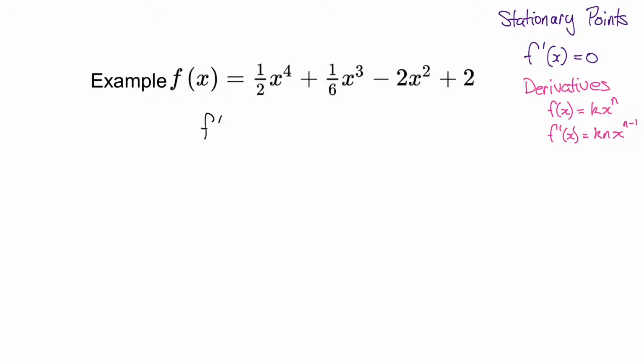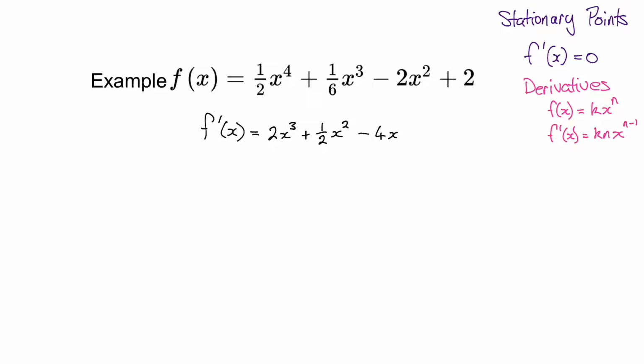So our derivative, f prime of x, is going to equal: the 4 comes down, so we end up with 4 over 2, which gives us 2, x to the 4 minus 1, which gives us 3. Plus the 3 comes down and gives us 3 over 6, which is the same as 1 over 2, x to the 2 minus 2 times 2 is 4, x, and the plus 2 disappears.